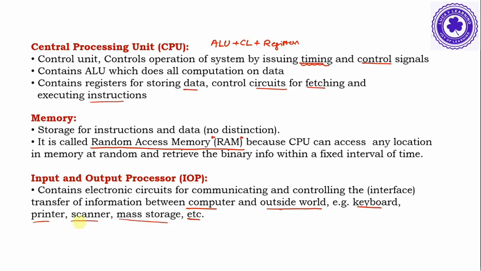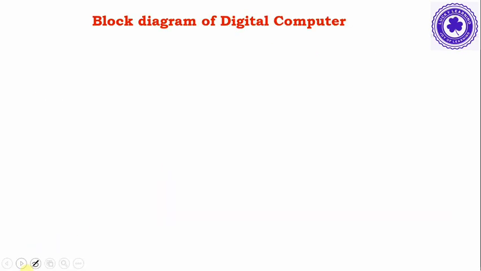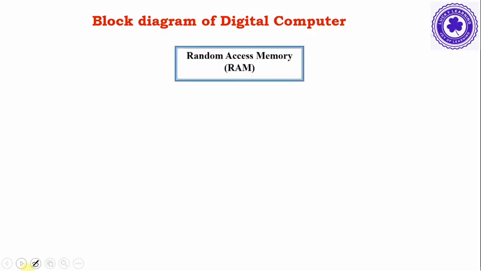Now, what we understand is that the five functional units are: ALU and control unit, together called the central processing unit; input and output, together called the IO processor; and memory for storing instructions and data. These are the five functional units of a computer. Now we'll see the block diagram of a digital computer.